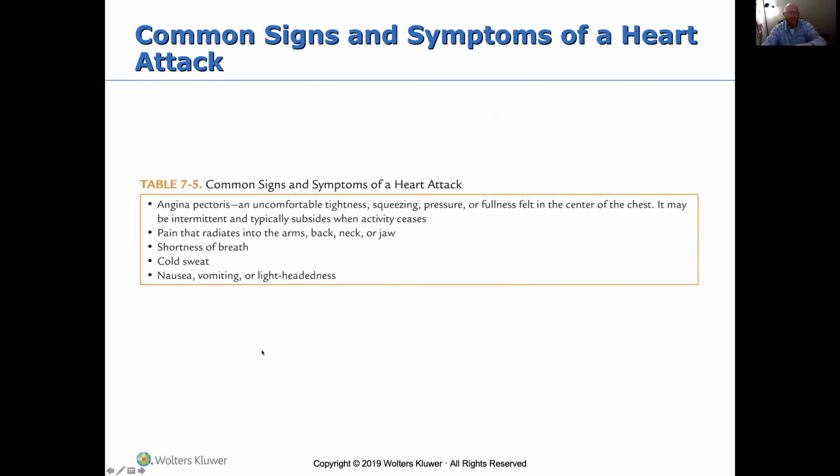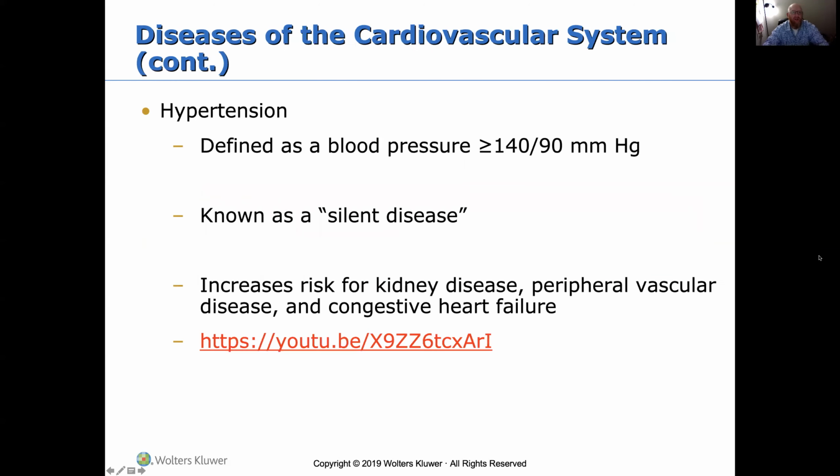Here it shows the common signs and symptoms: angina pectoris, uncomfortable tightness, squeezing, pressure, or fullness felt at the center of the chest. It can be intermittent. It typically subsides when activity ceases. There's also pain into the arms, back, neck, jaw, shortness of breath, cold sweat, nausea, vomiting, or lightheadedness. Those are all common signs and symptoms of heart attack. It would be good if you knew those, where if you saw this happening in someone, you might be able to recognize what's going on, get them help quicker, realize the severity.